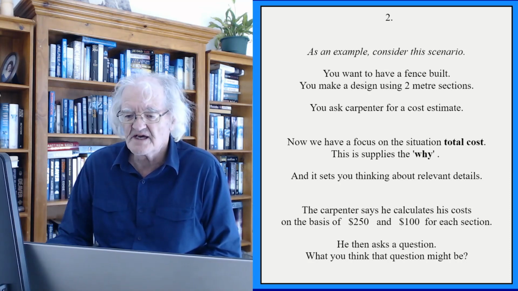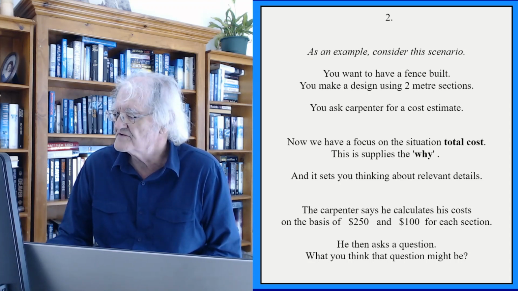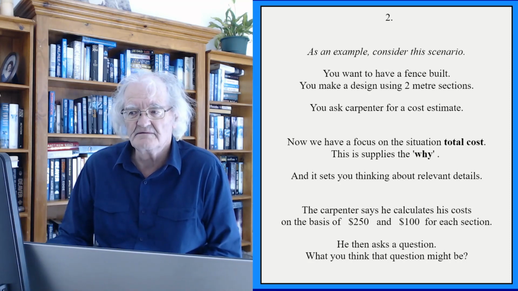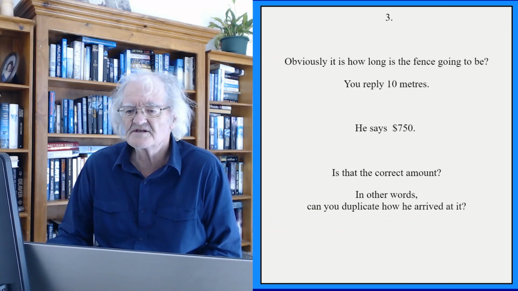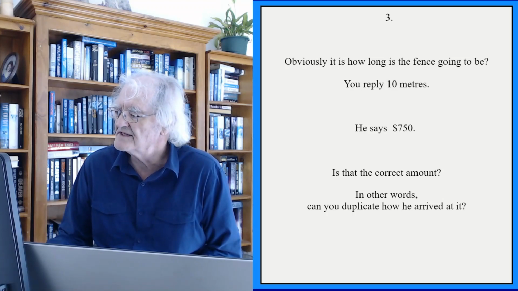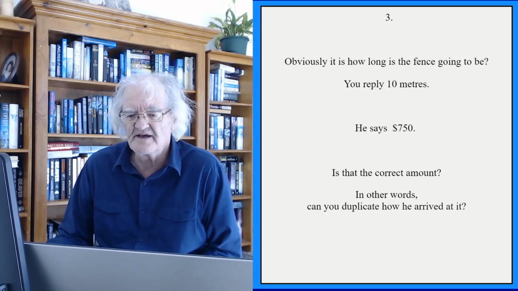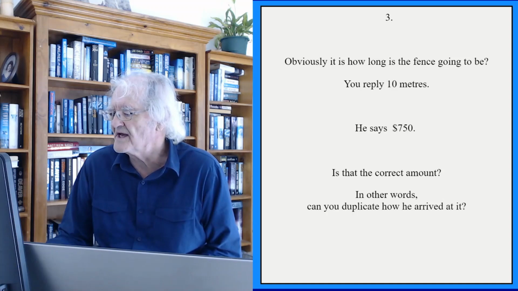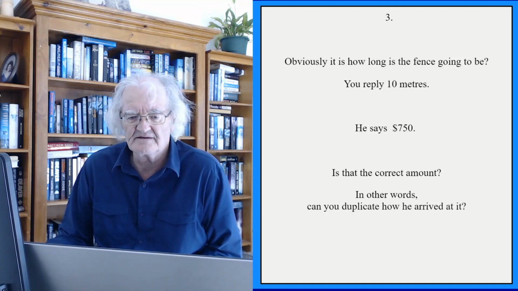The carpenter says he calculates his costs on the basis of $250 and $100 for each section. He then asks a question. What do you think that question might be? Obviously, it's how long is the fence going to be? You reply 10 metres. He says $750. Is that the correct amount? In other words, can you duplicate how he arrived at that figure?